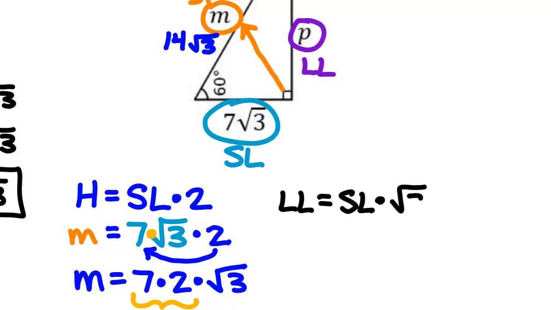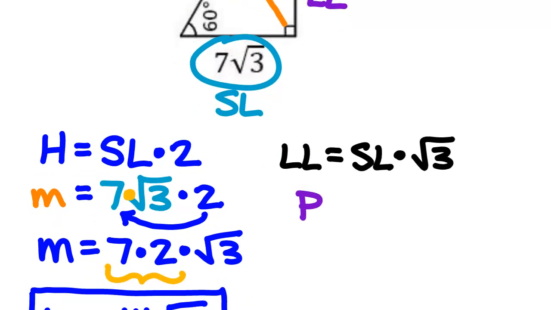SL times square root of 3. What did they call the long leg on this triangle? P. So P is equal to what? 7 square root of 3 times the square root of 3. And one more time for my benefit, what's going on between the 7 and the square root of 3 right here?